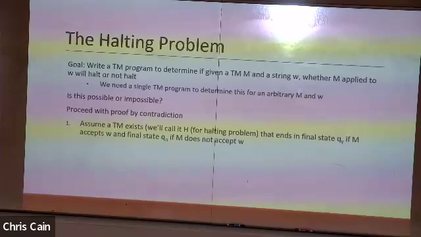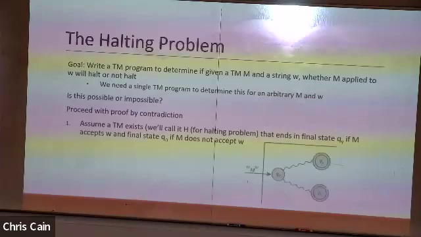And if we ended in Q sub Y, then this M on W halts, and Q sub N means M on W does not halt and goes into an infinite loop. But at least then we would have identified that it goes into an infinite loop, so we can halt and not go into an infinite loop. Does that make sense?